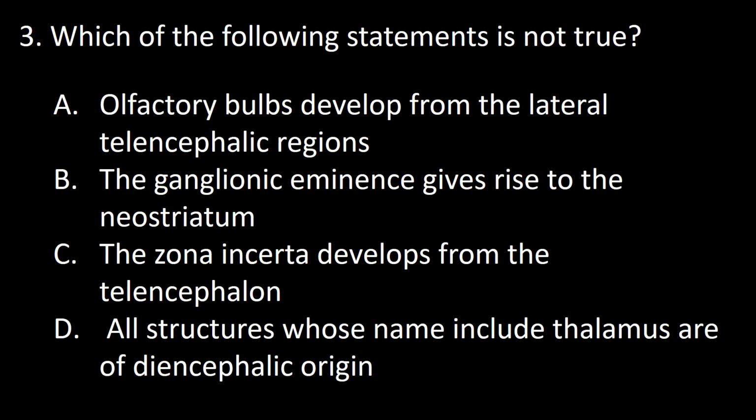Next question. Which of the following statements is not true? A. Olfactory bulbs develop from the lateral telencephalic regions. B. The ganglionic eminence gives rise to the neostriatum. C. The zona incerta develops from the telencephalon. D. All structures whose name include thalamus are of diencephalic origin.